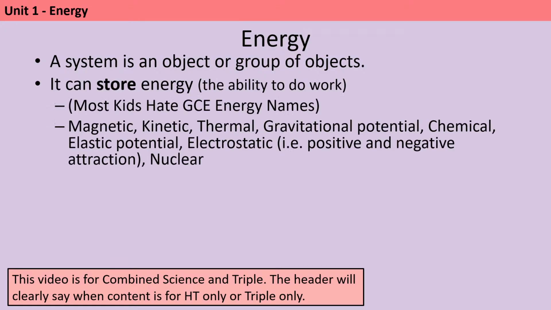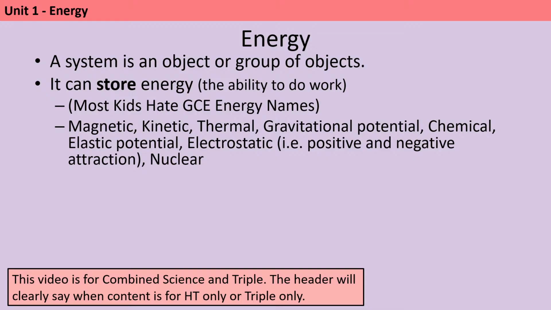It could be a magnetic store, a kinetic store, which means a moving object, a thermal store, so a hot object, a gravitational potential store, where an object has been raised against the action of a gravitational field, a chemical store, where the energy is stored in chemical bonds, an elastic potential store, where an object has been stretched, an electrostatic store, where we have attraction between positive and negative objects, and finally a nuclear store.